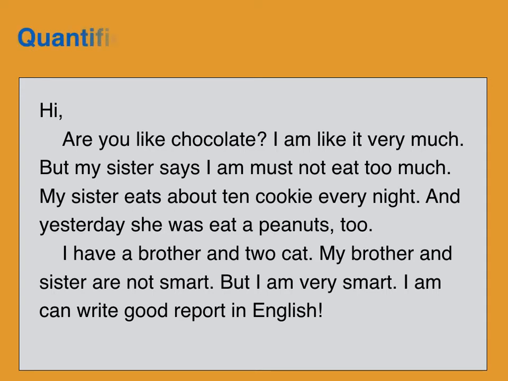Next, with this point analyzed, let's look at quantifiers and their nouns. These must match too. Look for nouns where the numbers don't match. Here they are. Ten should be easy. What's wrong with the noun? What about peanuts? Peanuts? Two cats must be easy to see. And the final one? Well, it should be a good report or good reports. And usually we write more than one report, so I think good reports is probably better.